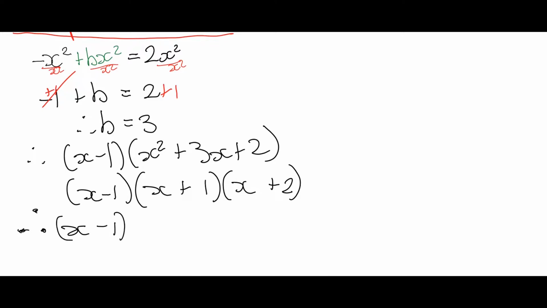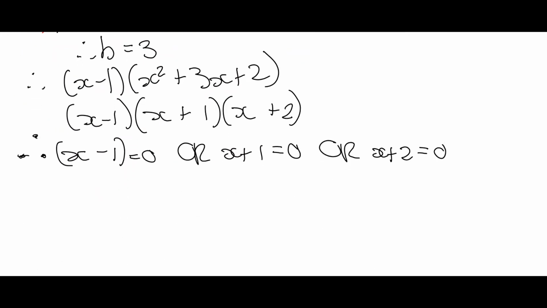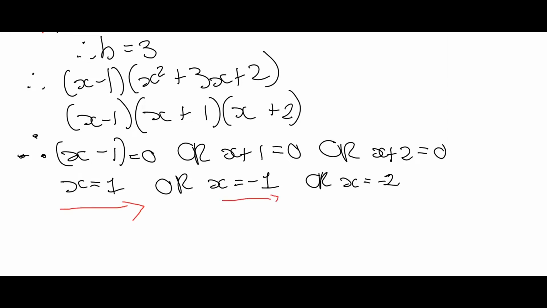We can say x minus 1 is equal to 0, or x plus 1 is equal to 0, or x plus 2 is equal to 0, which finally gives us x is equal to 1, or x is equal to minus 1, or x is equal to minus 2. Great, we found 3 values for x, sorted, sorted, and sorted. Got some good news for you.